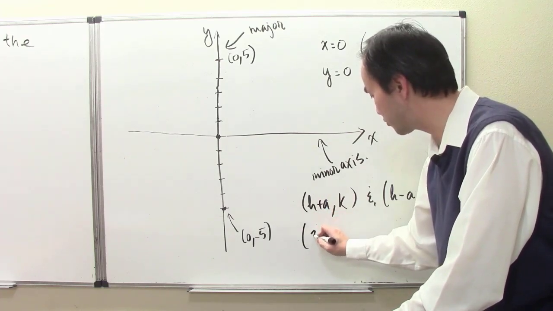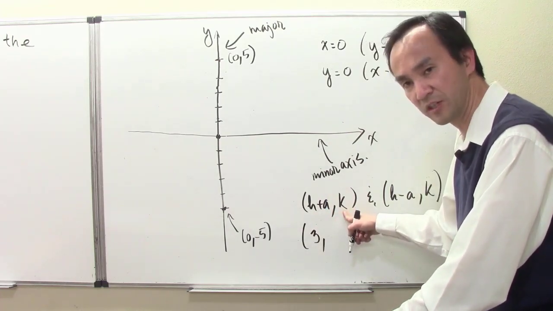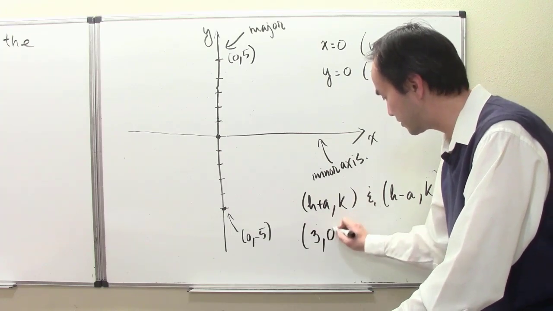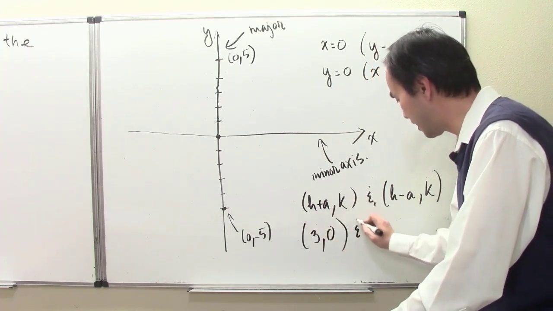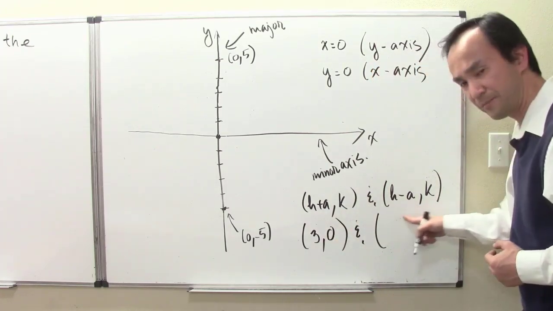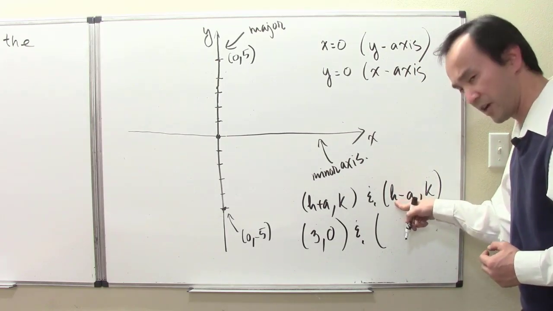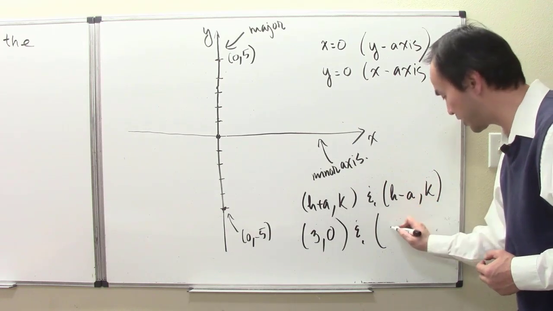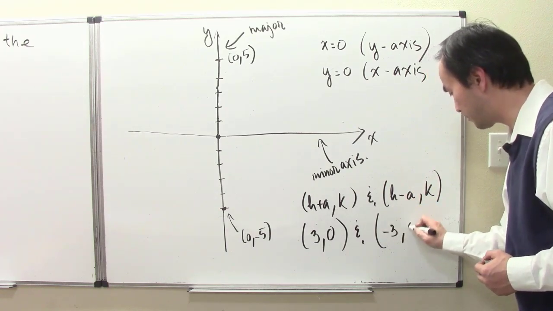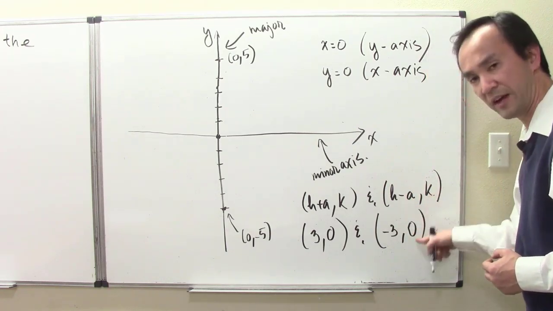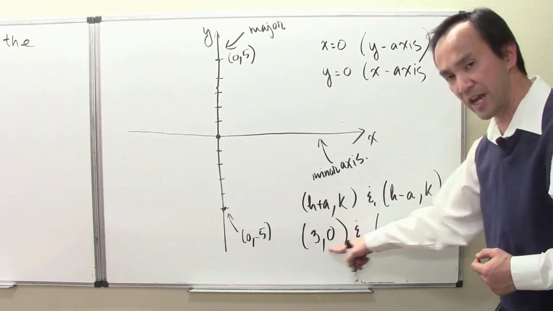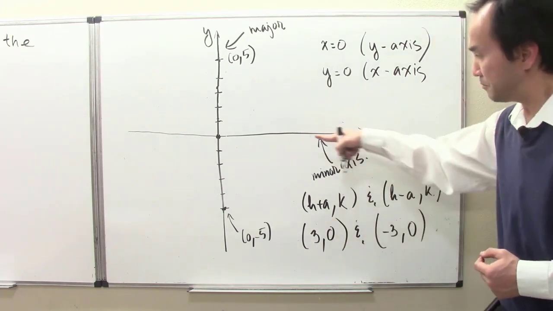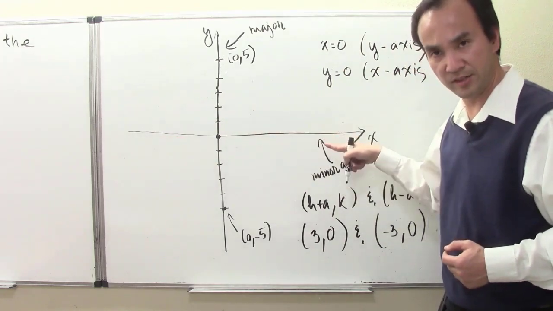So we're looking at 3 comma, and the value for k was listed on the other board being 0. So (3, 0). And now for the next intercept point, h being 0 and a being 3, we're looking at 0 minus 3, which is (−3, 0), as 0 was the value for k. So now these are the intercepts that we can put on the minor horizontal axis.